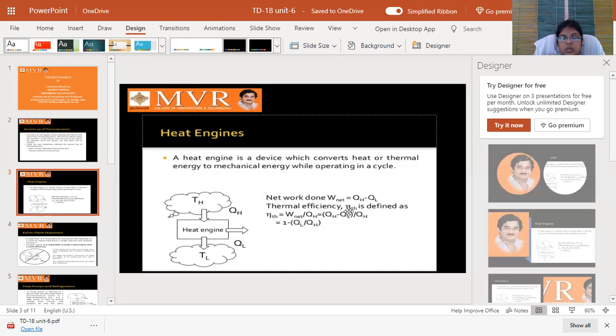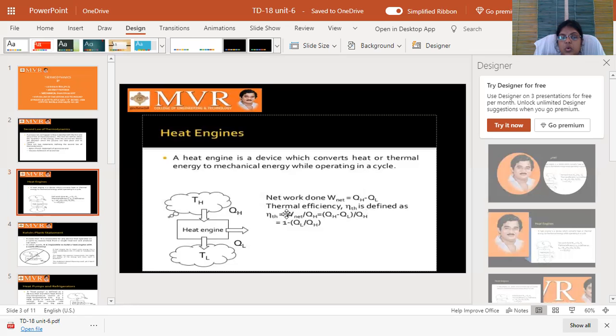Why do I want to tell you all these definitions? Because we are going to solve some more problems regarding these heat engines, heat pumps and refrigerators. That is why I'm telling you all these definitions and formulas. So remember this formula, and it is easy to understand, students. Net work done is nothing but the heat supplied minus heat rejected, where heat supplied is QH and heat rejected is QL.